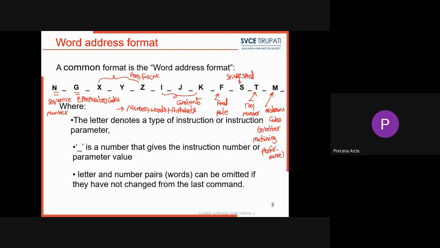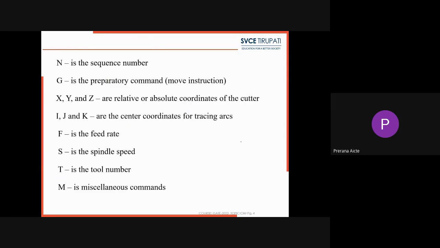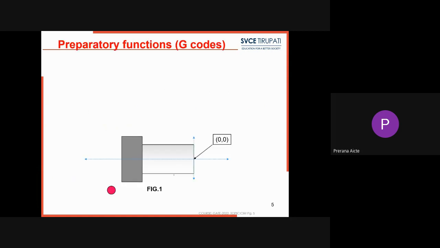So let us go into detail about CNC programming. Here, the N code represents the sequence number, and the G code represents the preparatory command, that is, the move instruction which we can give to the machine tool. X, Y, Z are nothing but the absolute coordinates of the cutter. I, J and K are the center coordinates. F is the feed rate, S is the spindle speed, T is the tool number and M is the miscellaneous codes.